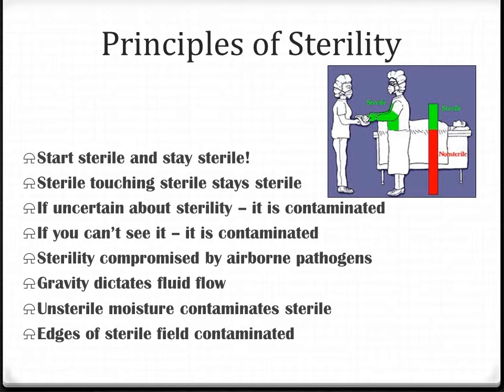So when you are holding swabs or wet materials in sterile hands, you hold them down to prevent contamination of the hand that's holding it. Unsterile moisture contaminates sterile. If a sterile field is set up on moisture, moisture can wick into that sterile field and cause it to be contaminated. So there are some sterile drapes, though, that do have a moisture barrier.